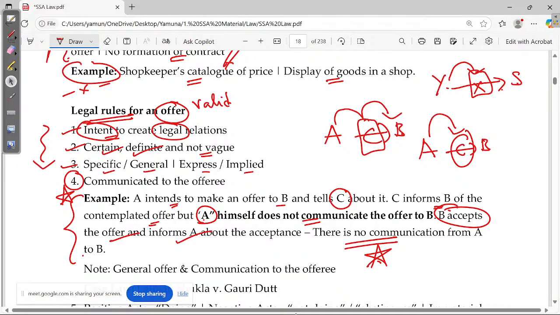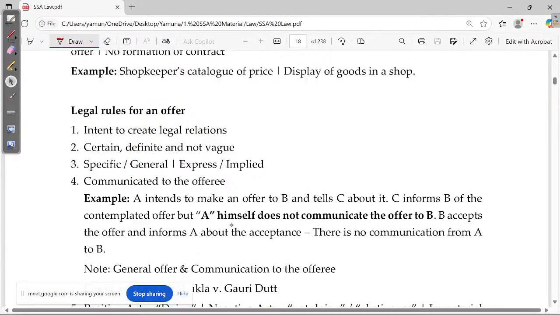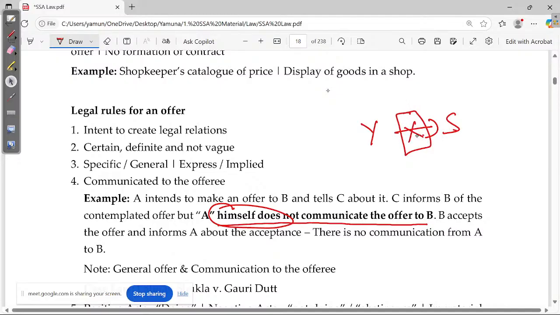But what you did was directly tell Shreyas that ma'am told me she has an intention to sell the car to you, so are you willing to accept the offer? All these are not necessary and are not as per the law. See, here's a line I want to underline: he himself does not communicate the offer to B. So does Y have to communicate directly to S? Not necessary, but if it is through X, it should be properly communicated to X, saying that you have to go and communicate to Shreyas.